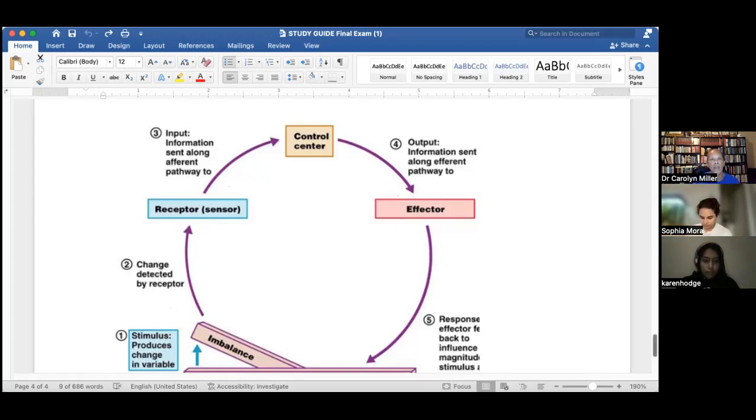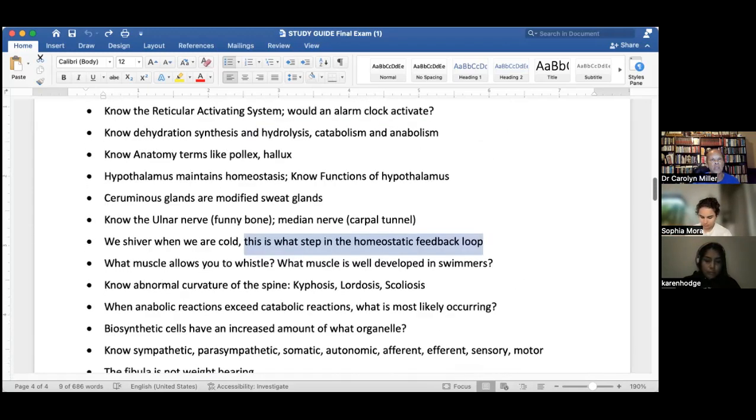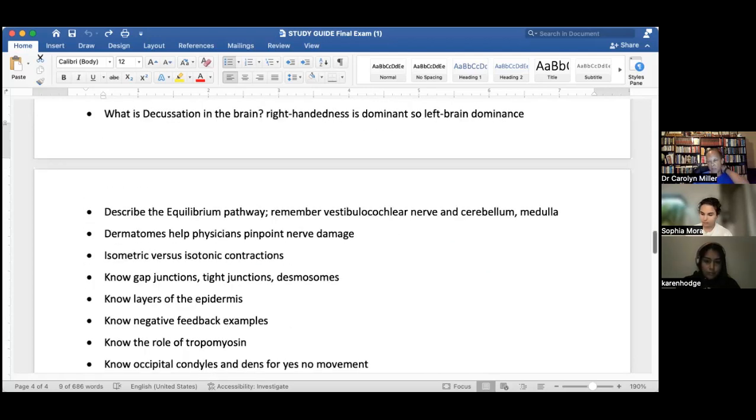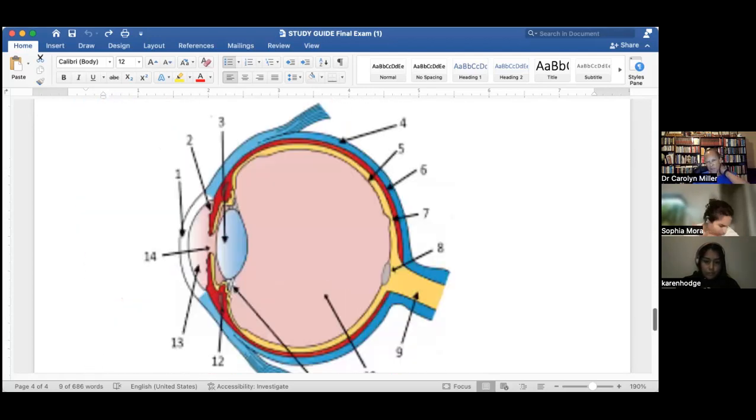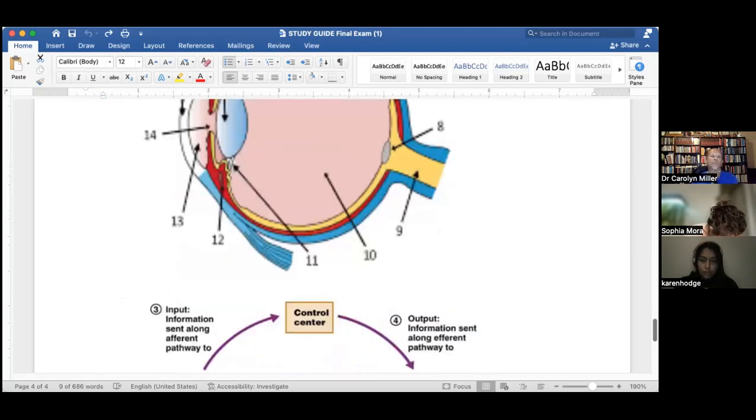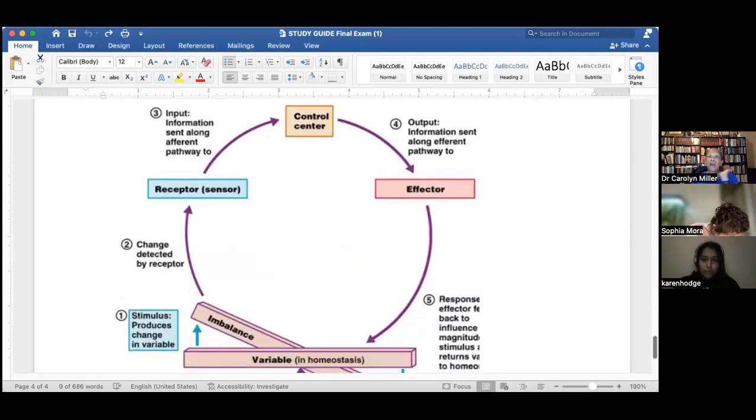So back on that question, we shiver when we are cold. This is what step on the homeostatic feedback loop? You'll have another picture. I do like exposing you to as much as I can. So I got another. Here are the 5 steps, which was also a question earlier. Put them in order, the 5 steps, in a feedback loop and a reflex arc. These are the 5 steps, 1, 2, 3, 4, 5.